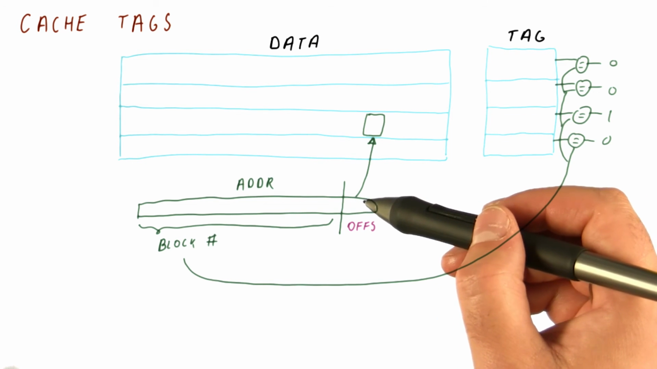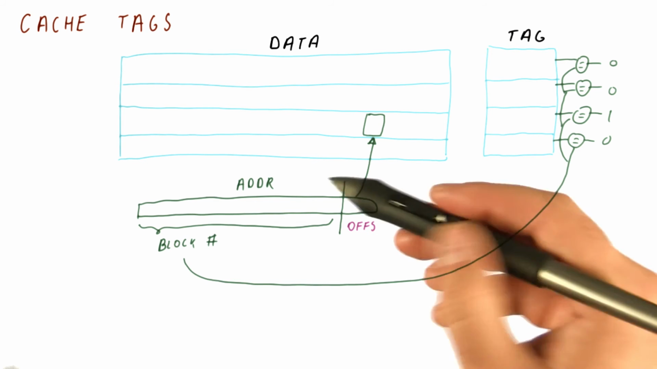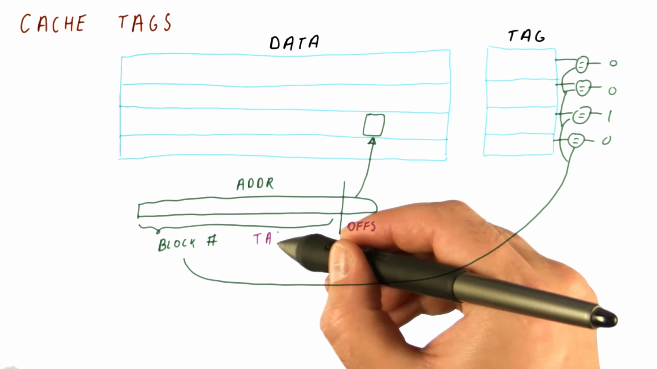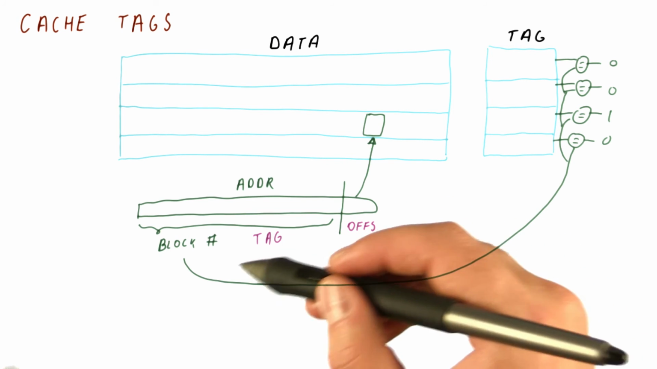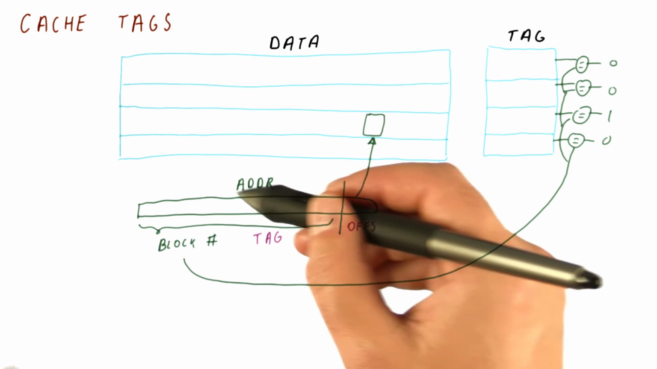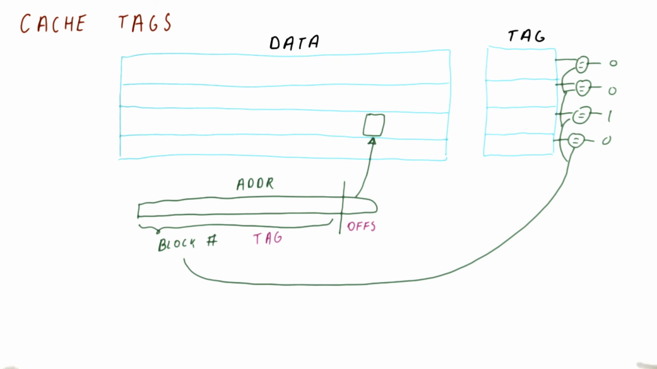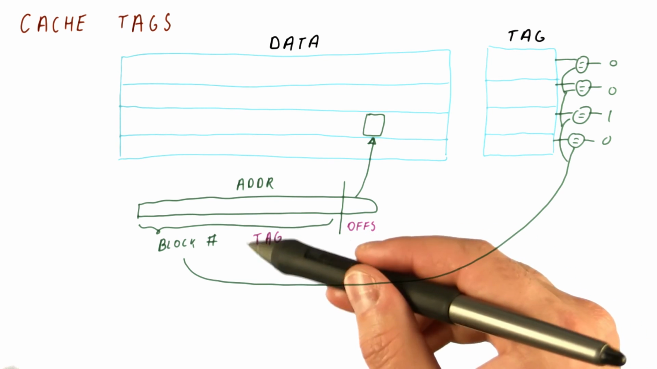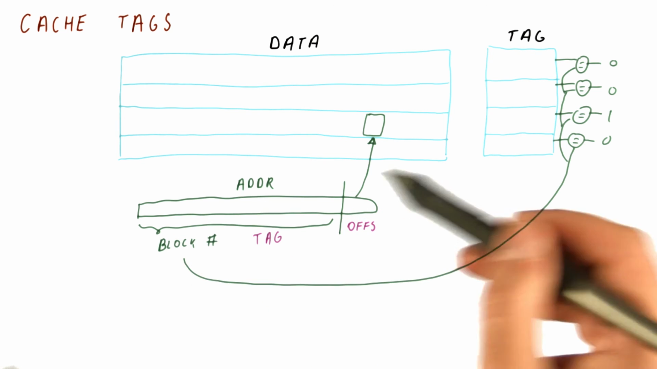So in this particular cache, we have the offset part of the address here, and the block number is in this case called the tag part of the address. When we have a cache miss, we will bring the data here and we will put the block number in the corresponding tag so that we can find this block later. We will see later that sometimes the tag part of the address is not exactly the same as the block number, but in this cache it is.